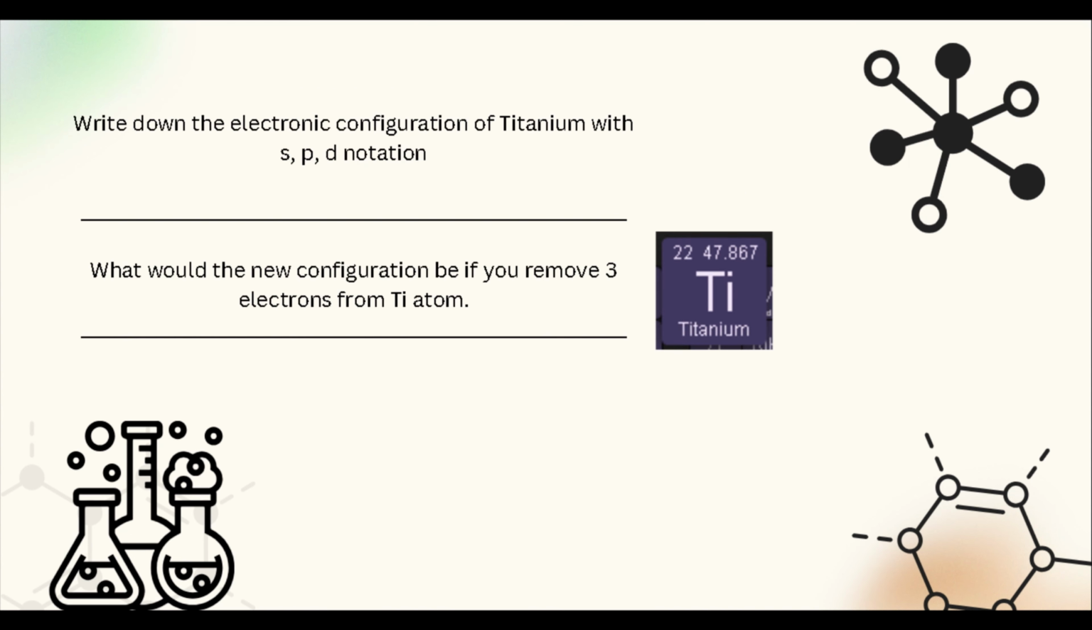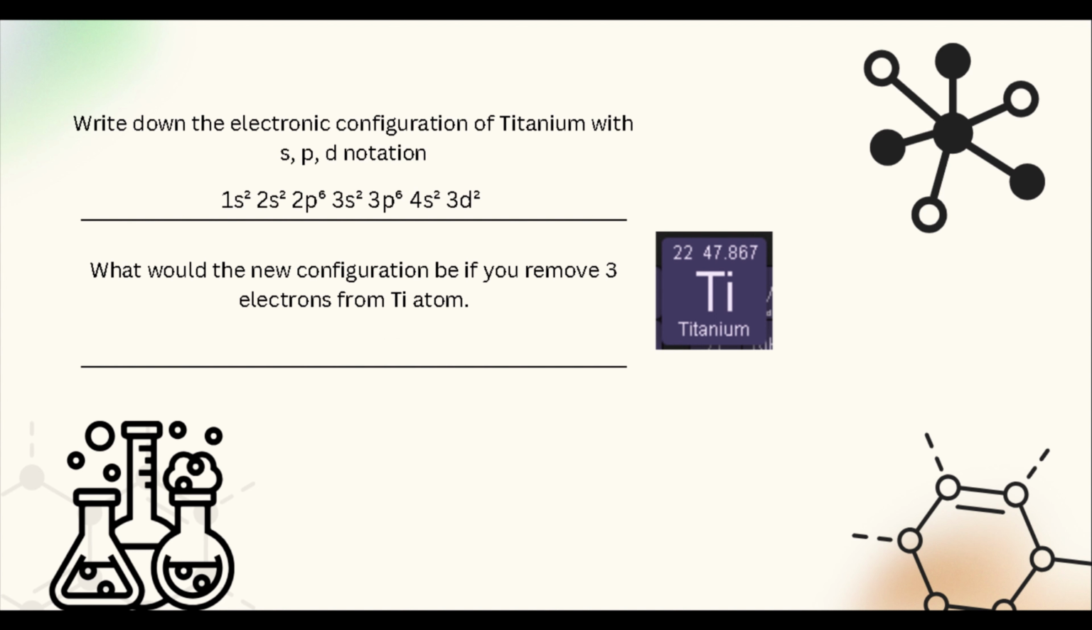Write down the electronic configuration of titanium with spd notation. If you look at the periodic table, titanium has 22 electrons. So we'll write 1s2, 2s2, 2p6, 3s2, 3p6, 4s2, 3d2. That's pretty simple. What would the new configuration be if you remove 3 electrons from a titanium atom? If you remember, if the electronic configuration ends with the 3d shell, then we have to remove from 4s before we remove from 3d. So the new configuration would be 1s2, 2s2, 2p6, 3s2, 3p6, 3d1.